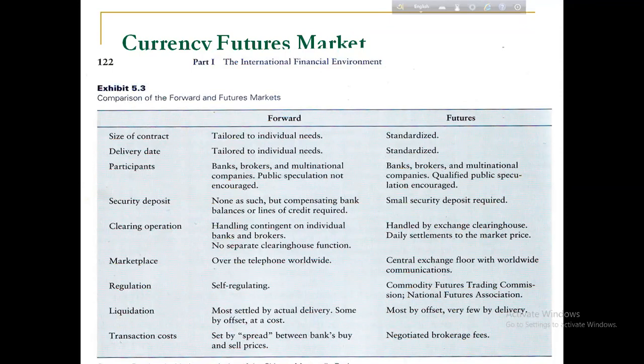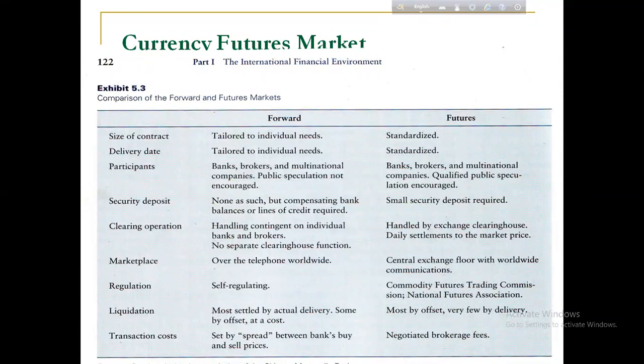worldwide communications. In forward contracts, self-regulation is needed, but in futures contracts, a commission is needed to monitor or control the futures market. The commission is the Commodity Futures Trading Commission. An example is the National Futures Association.